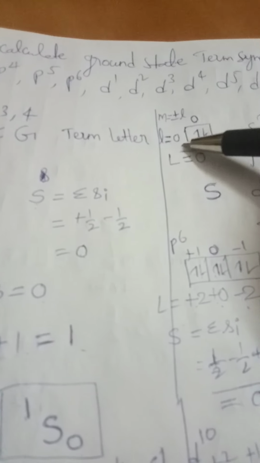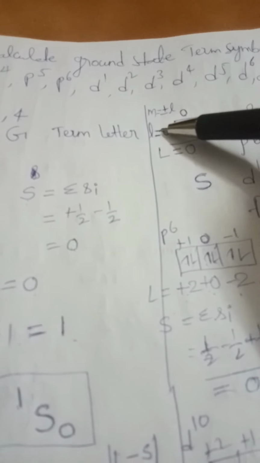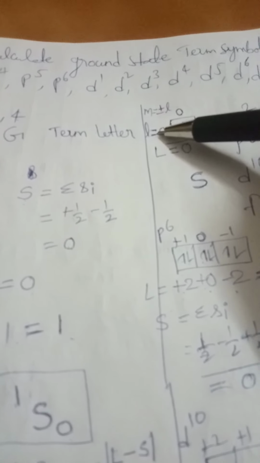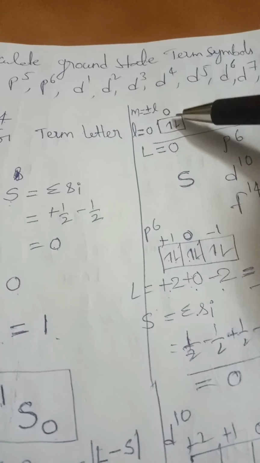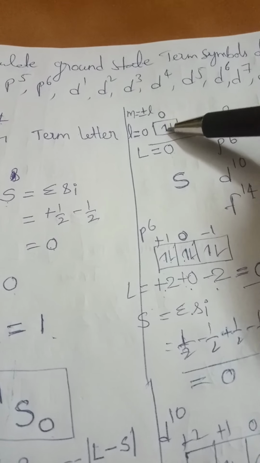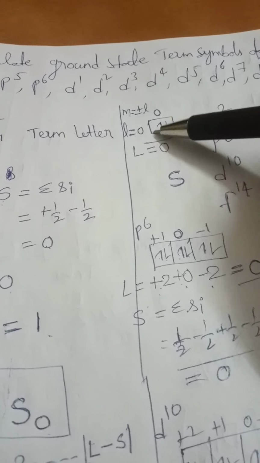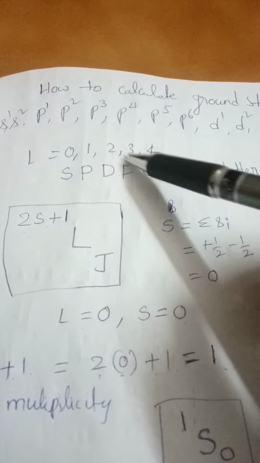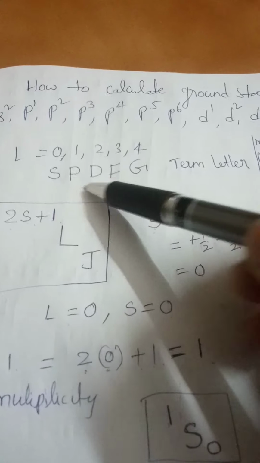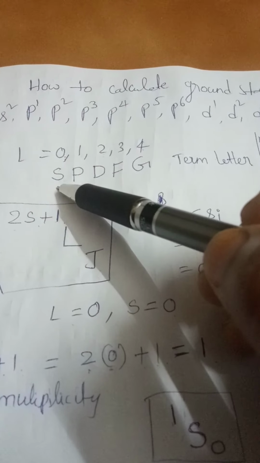What about the L value? Here the azimuthal quantum number L value is 0. The magnetic quantum number plus or minus L is also 0. So 0 into 2 electrons is also 0. So the L value is 0. The term letter for L equal to 0 is S: for L values 0, 1, 2, 3, 4 the terms are S, P, D, F, G. So here L value 0 is the S term, so we put S here.